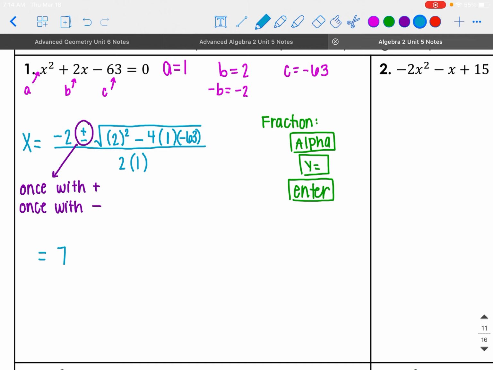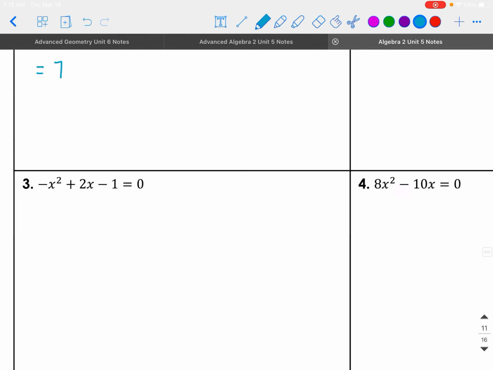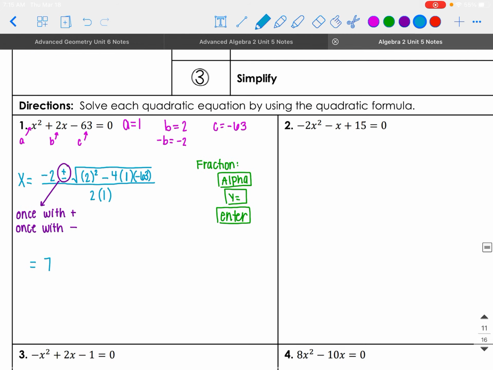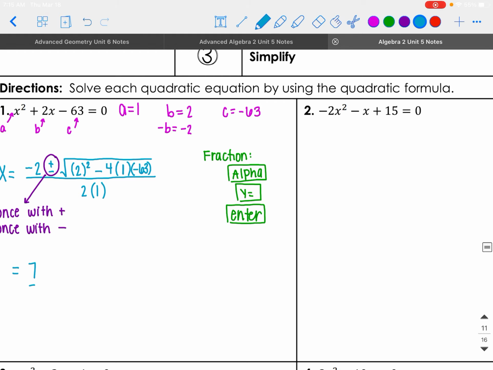Now we're going to type it in again. A way that you can save some time is by using your up arrows and highlighting this formula that you typed in and clicking enter. Then you just scroll back and change the plus to a minus. You don't have to retype it all. And we get -9.